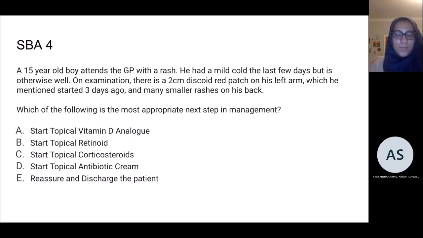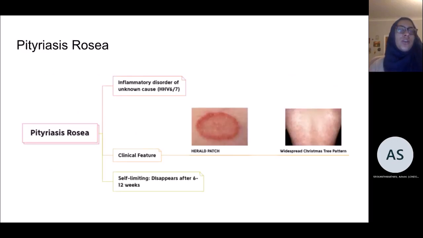Okay, so the answer to this question is E, reassure and discharge the patient. A 15-year-old boy comes in with a cold and then gets this discoid rash on his left arm, which started 3 days ago. Then he got these smaller rashes on his back developing. So what is that rash? What this is talking about is something known as pityriasis rosea.